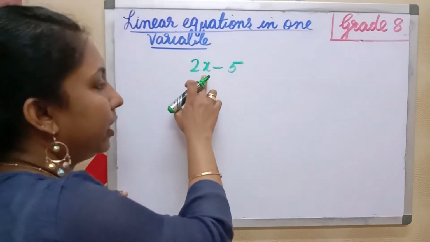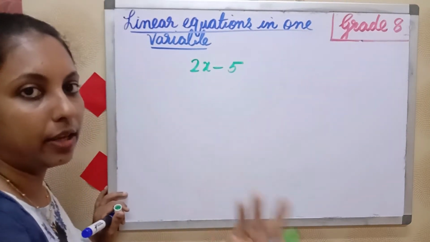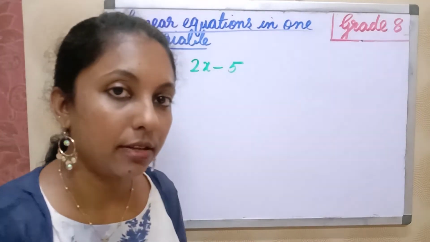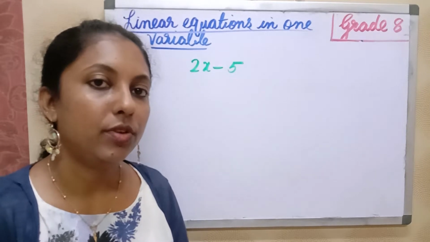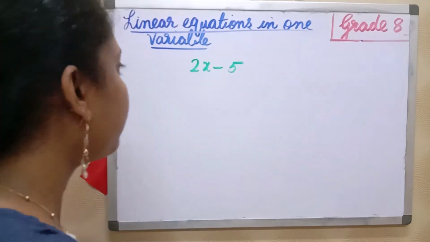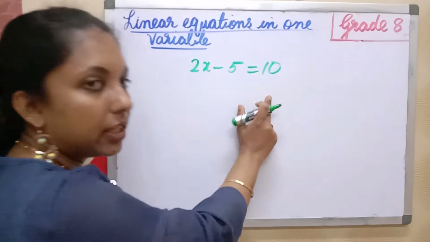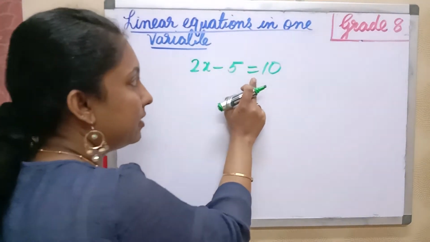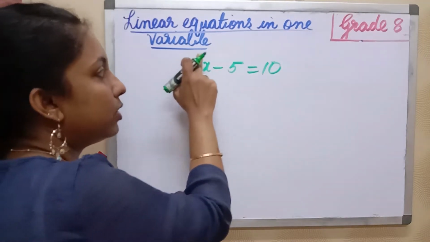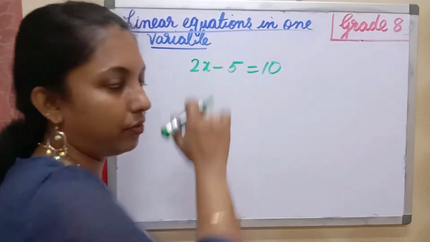Usually we are using variables as alphabets. Usually we are using x, y, z, p, q, r, a, b, c like that. Now what is an algebraic equation? You would remember that we are using equal sign for equation. That is 2x minus 5 is equal to 10. This is an algebraic equation because equal sign is there, algebraic operation minus is there, variable is there, 2 and 5 and 10, constants also there. This is an algebraic equation.